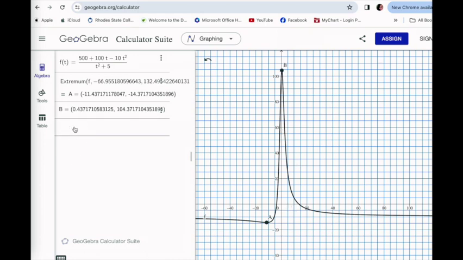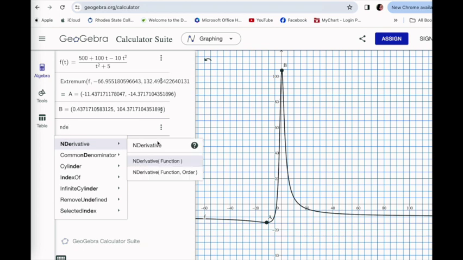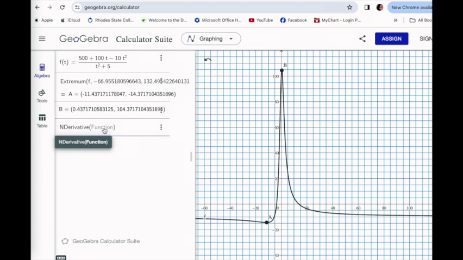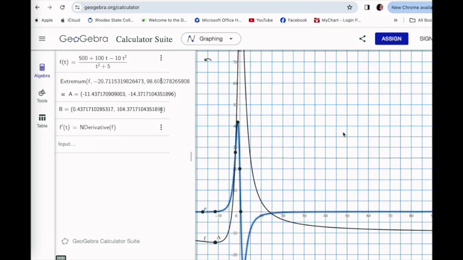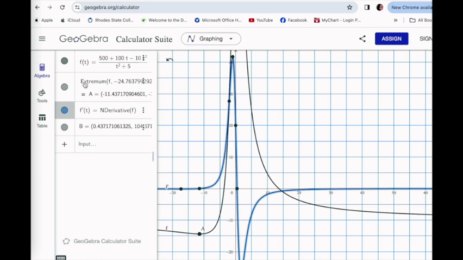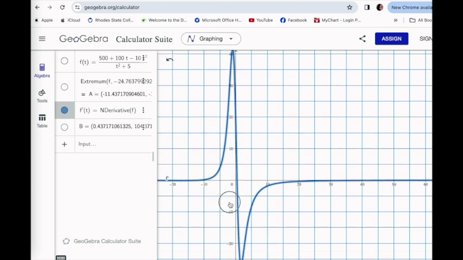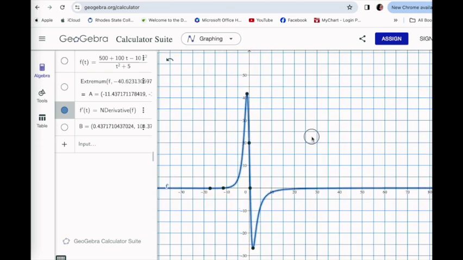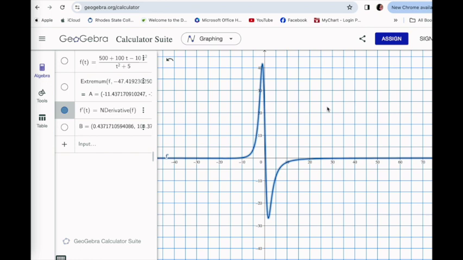Let's find the derivative. I'm going to put in n derivative and click on this one and choose function. I'm going to put in f. I'm going to hit enter. Let me take out the first function. Let me block off these points here too. Okay, here's the graph of the derivative of f. Remember, the derivative represents the slope of the tangent line at any point on the function.